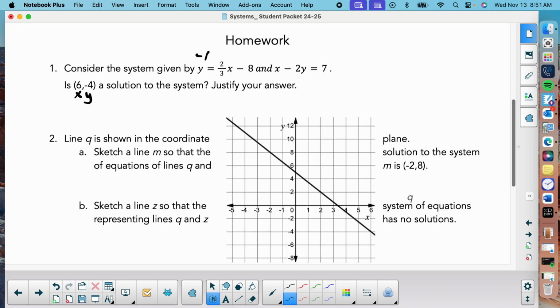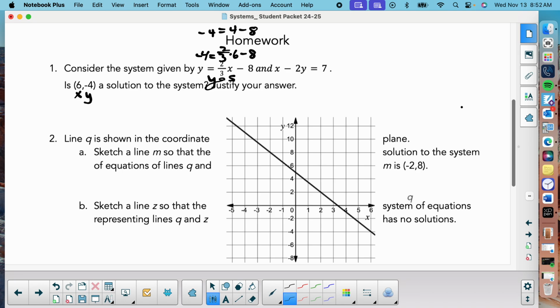So -4. Yes, 2/3. There's definitely gonna be fractions because of slopes, so you are welcome to use your calculator. Two-thirds times 6 will be 4. That one is -4 equals -4. This one checks. It works. Actually, instead of writing check, I should write yes.